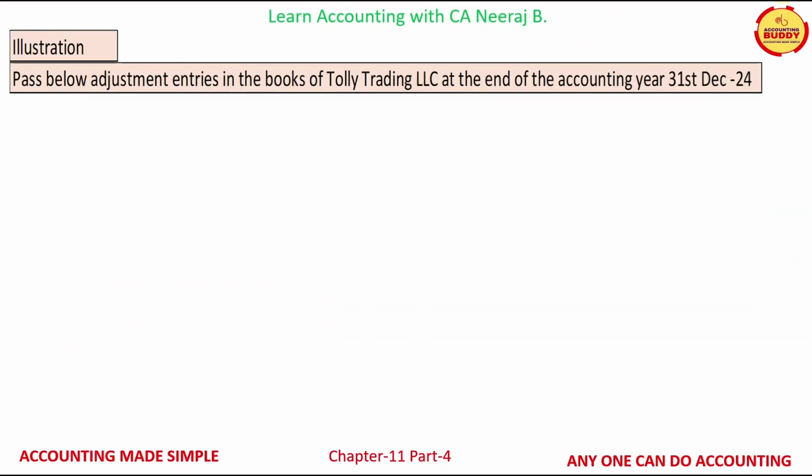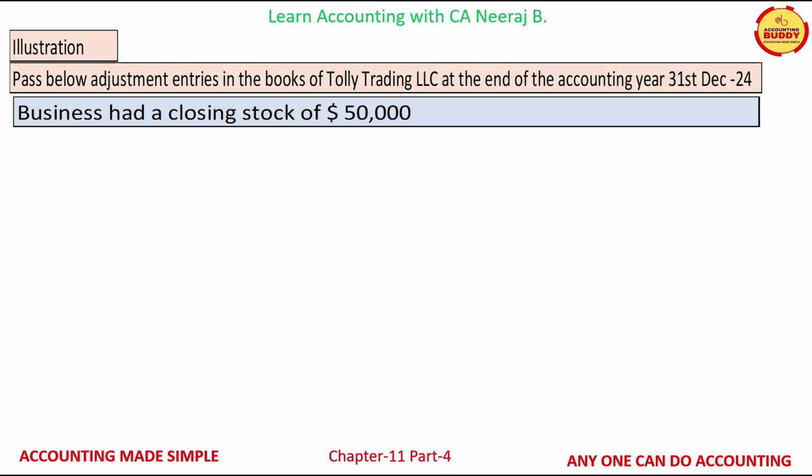Pass below adjustment entries in the books of Tolly Trading LLC at the end of the accounting year, 31st December 24. The transaction on your screen is: business had a closing stock of $50,000. This adjustment closing entry for this event can be passed in two ways.